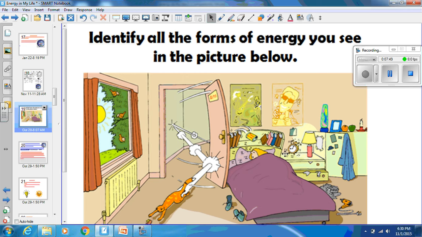You've got a ringing alarm clock over here, which would represent sound energy. You've got a lamp, which could be light and electrical. You've got the sun out here, which could be light and heat energy. You've got this cat running through the door. That could be mechanical motion.